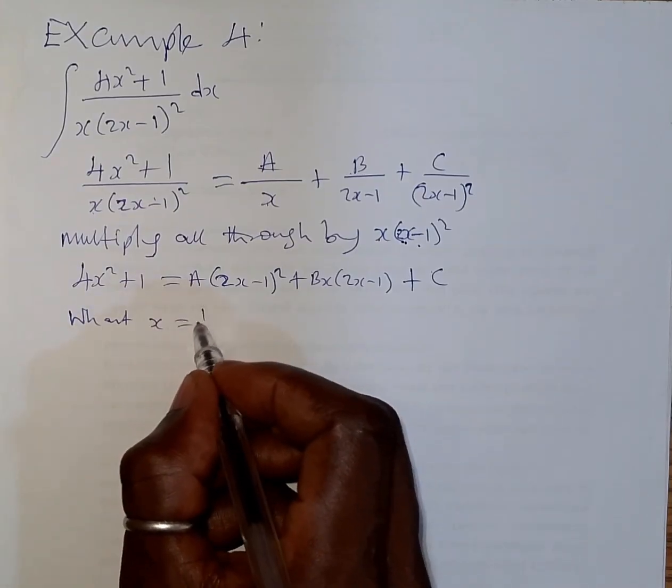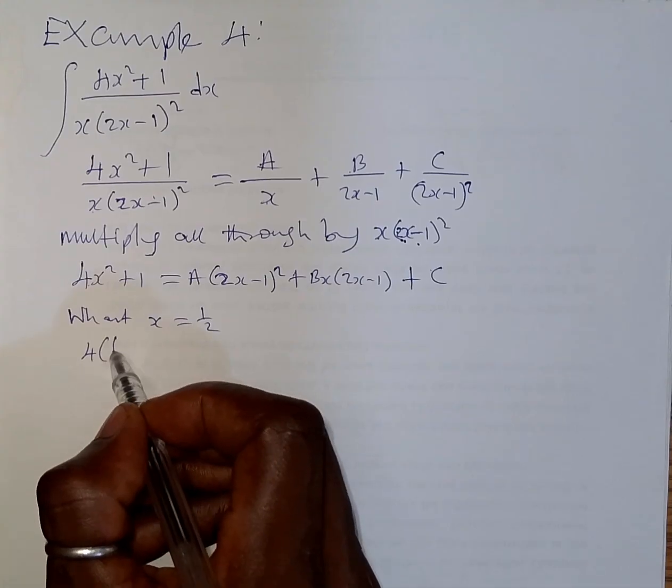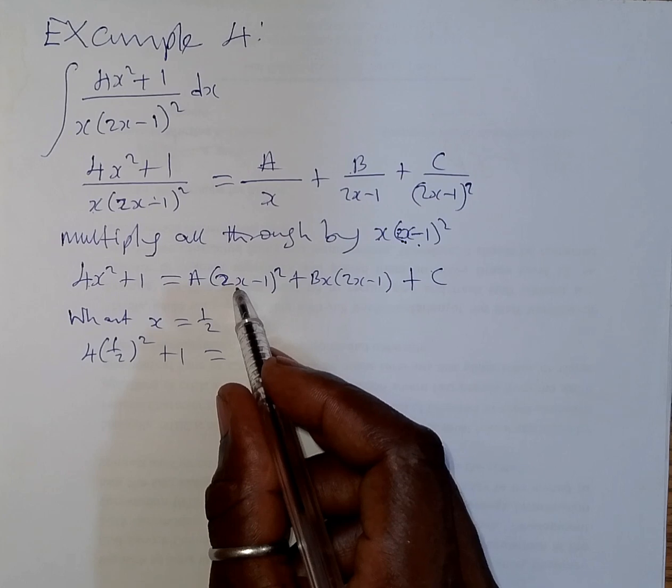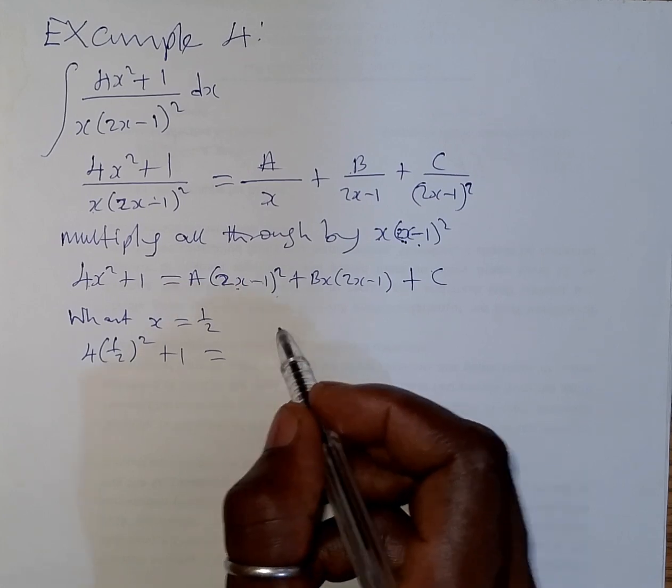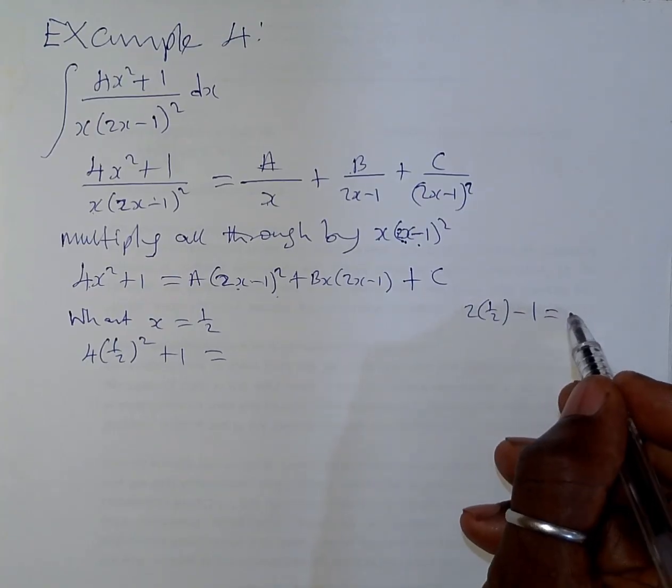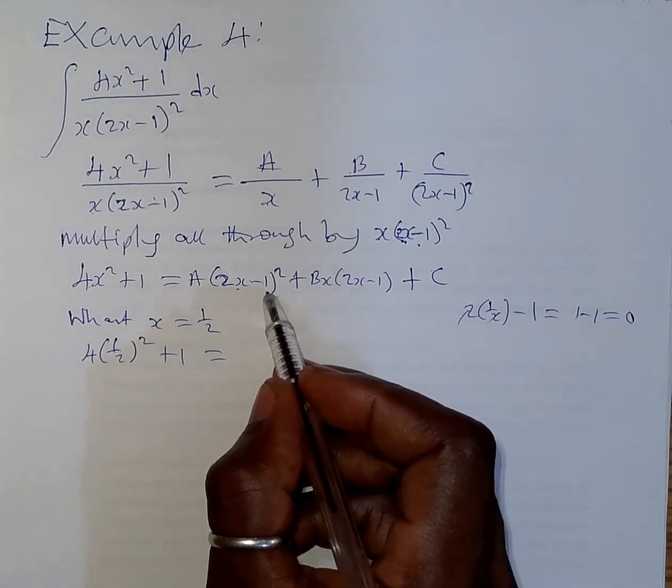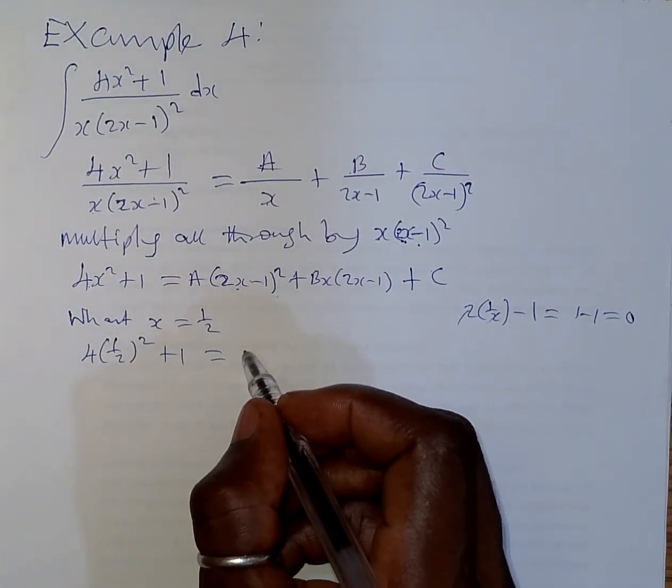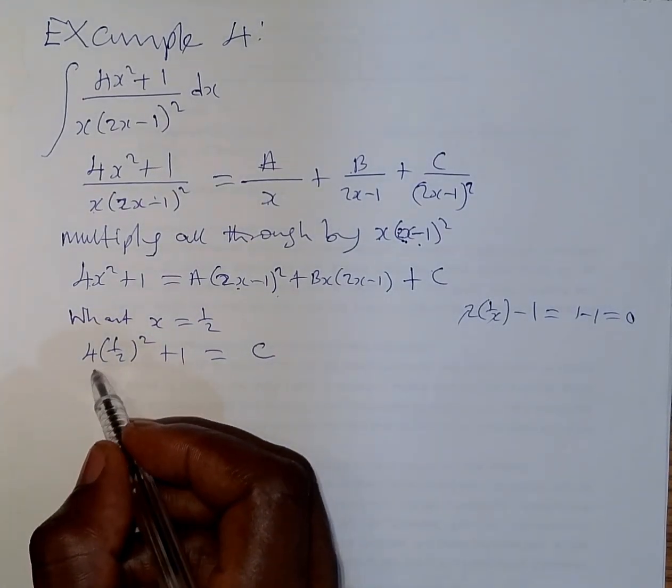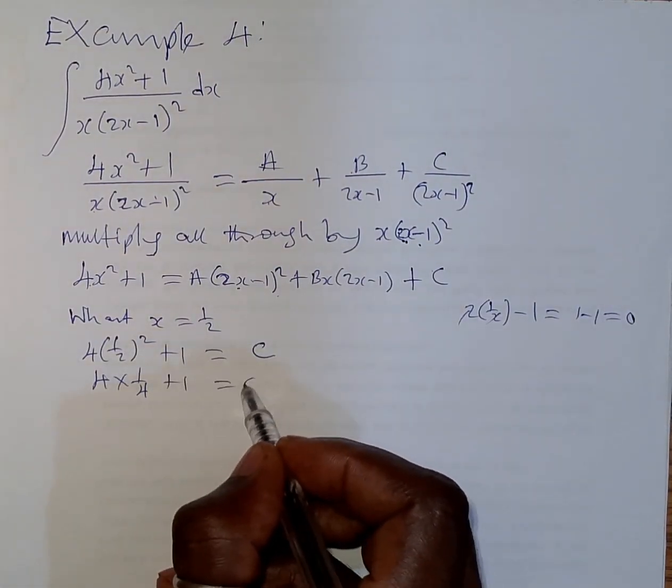x is equal to 1 over 2, when we put it here, we have 4 open bracket 1 over 2 squared plus 1 equals to, when we put 1 over 2 here, it will be 1. So everything here will become 0. That is, let me do it here. 2 open bracket 1 all over 2 minus 1, which is the same thing as what? This will kick out this. We are left with 1 minus 1, which is 0. So it means that this is 0. This is also 0. So by implication, everything here will become 0. We are left with what? C. So now, this one will be 4 times 1 over 4, and then plus 1 equals to C.